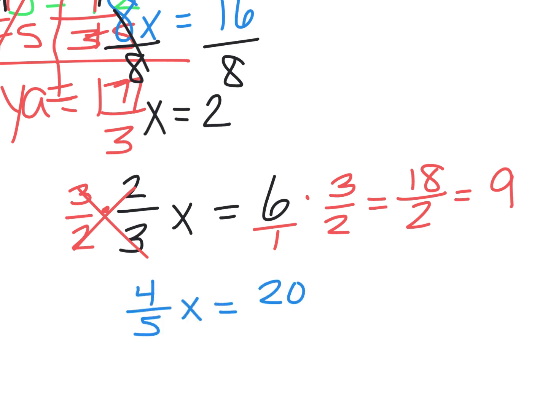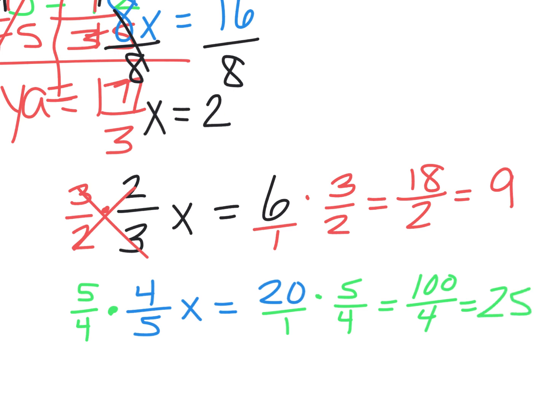Here's the second one. So I've got 4/5 x equals 20. What am I going to multiply by? 4/5. What should I multiply by? Yeah, 5 over 4 times 5 over 4. I'm going to make that a whole number. I'm going to get 100 over 4. So my answer is 25.